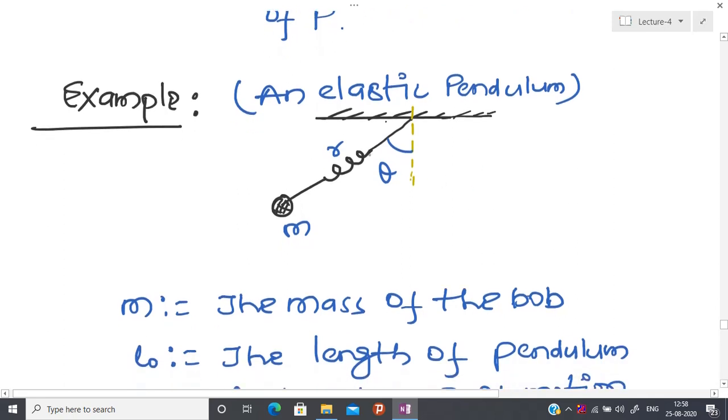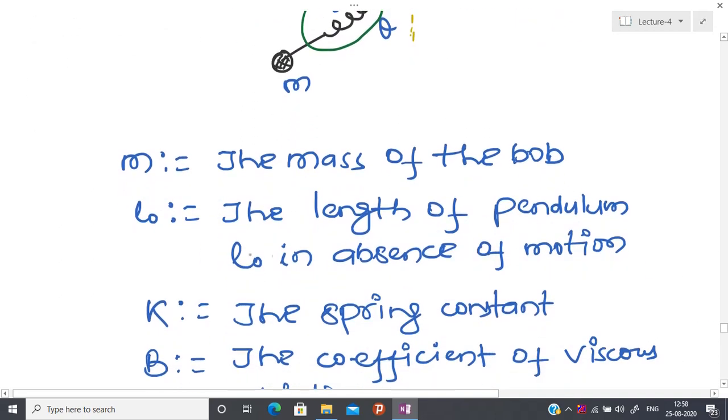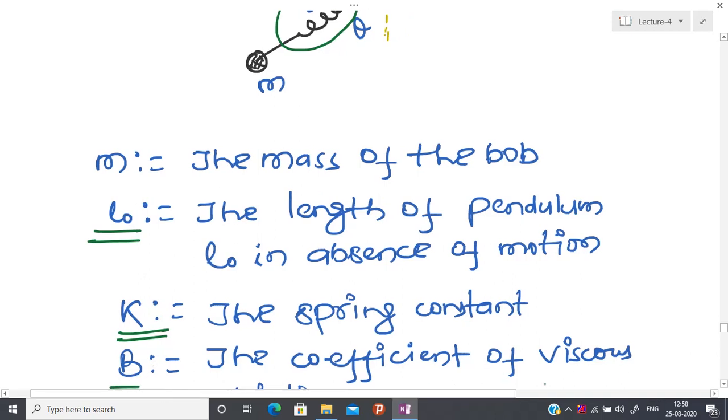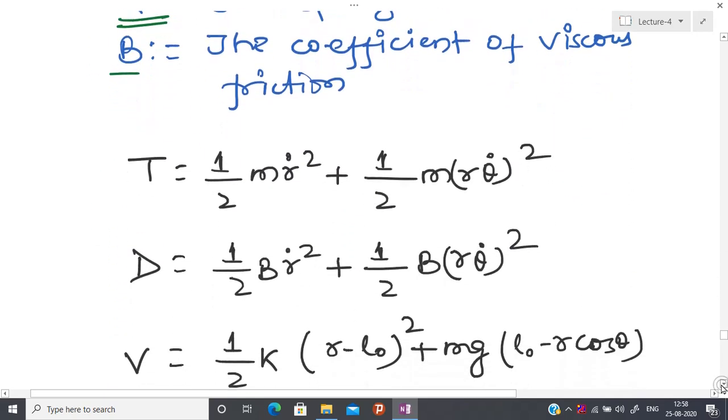So here what I have done is replace the rigid rod of the pendulum system with some kind of flexible element, meaning I have incorporated a spring here. I am assuming that the mass of this bob is m, L0 is the length of the pendulum in the absence of motion, and k is the spring constant. Once motion starts, this length is not going to remain L0, and b is the coefficient of friction. Under this assumption, again I can calculate the kinetic energy.